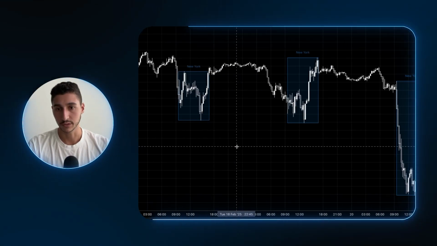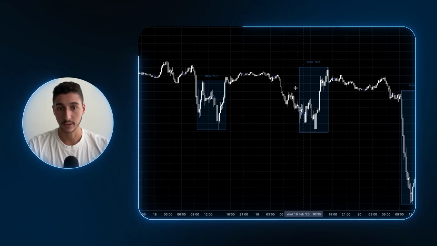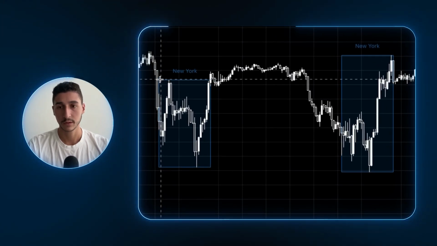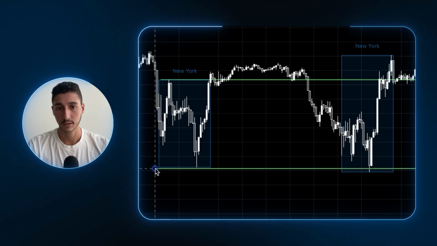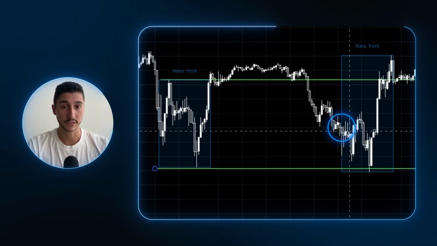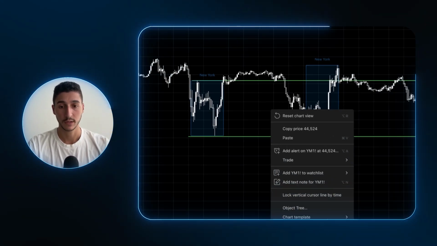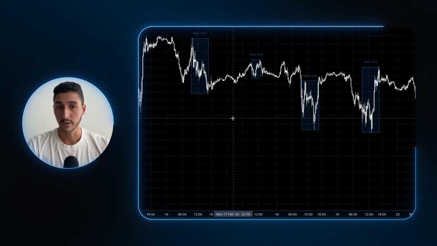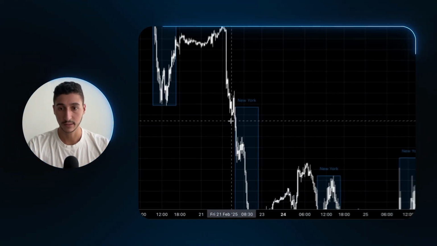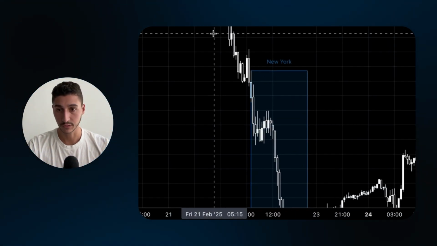Now, I'll do a few more examples here. Another one where it opened within the range again. Previous high, previous low, and you can see the open of the session, that 9:30 open is right here. Now let's find an example of where price opened outside of the range. This was an example right here.